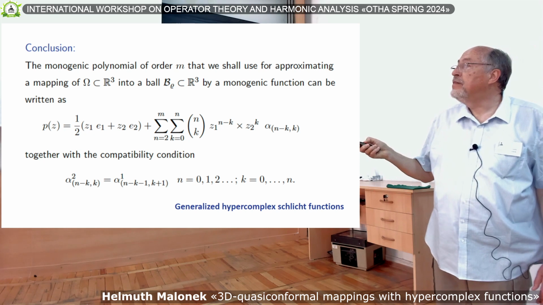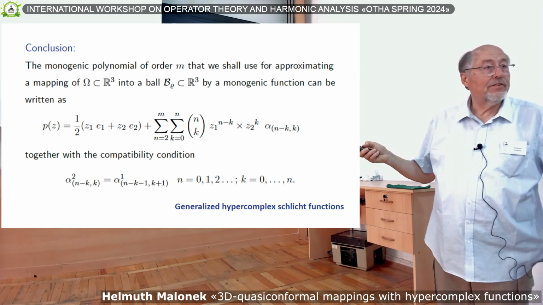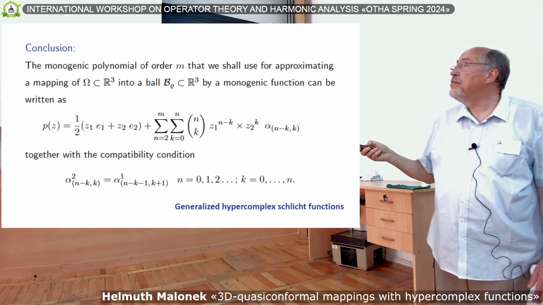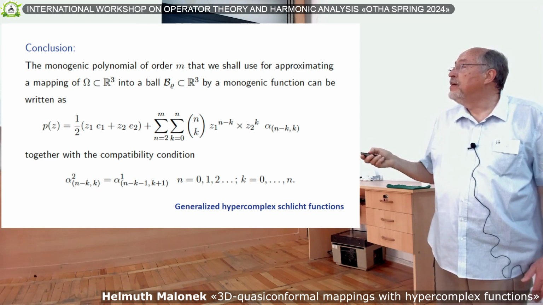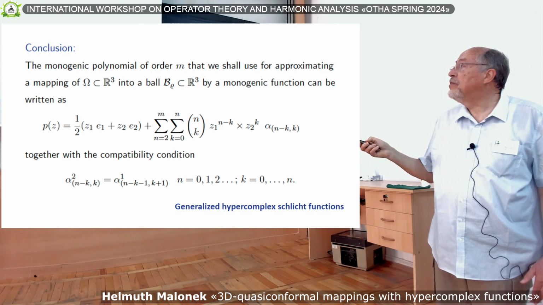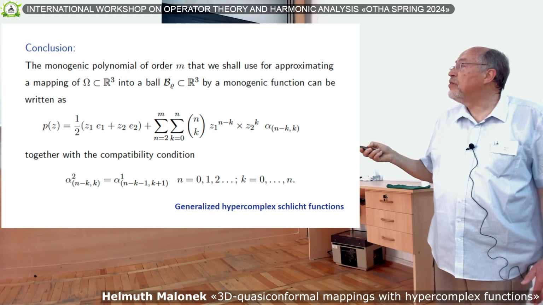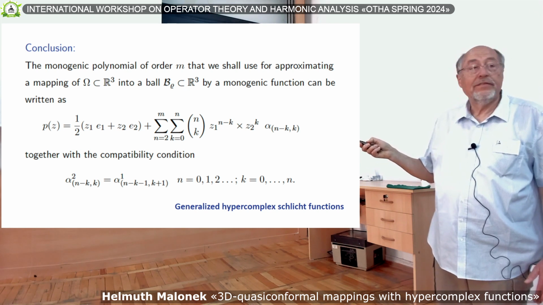You have here, instead of z, which appears in the schlicht function theory, you have this. We determine the coefficients. And then you should take care that you have the coincidence in the real components of the hypercomplex coefficients.